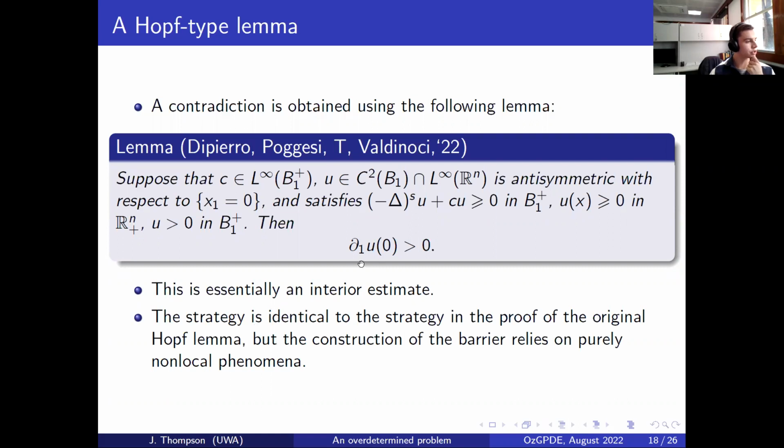And then the strategy of the proof is identical to the proof of the original Hopf lemma. So you construct a barrier from below, which gives you this strict inequality. But actually, the construction of this barrier is very different to the original Hopf lemma. In the original Hopf lemma, you use exponential functions, which don't necessarily work so well with the fractional Laplacian because it's this singular integral. But instead, you can take advantage of the non-local properties of the fractional Laplacian to come up with this barrier.